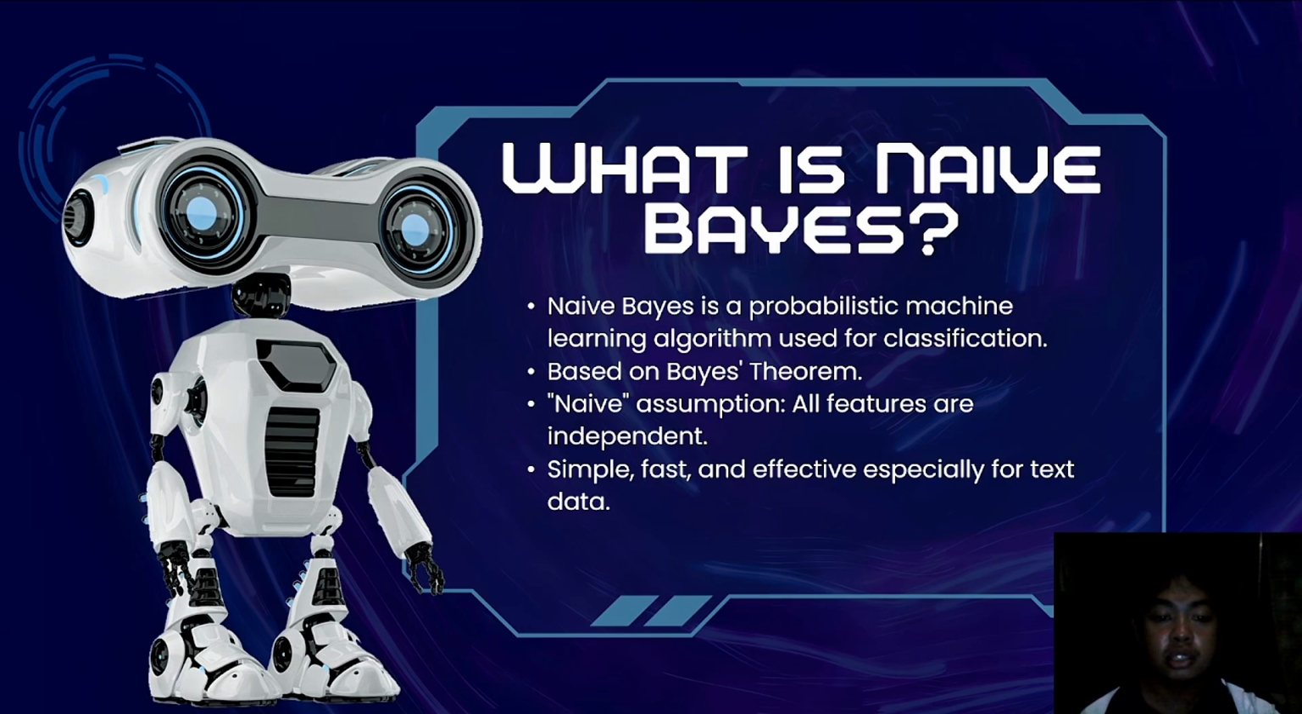Naive Bayes is a probabilistic algorithm based on Bayes theorem. It helps us predict the category of data, like whether a message is spam or not spam. The term naive means that the model assumes all features, like words in a sentence, are independent from each other. This assumption isn't always realistic, but it makes the model very simple and efficient.